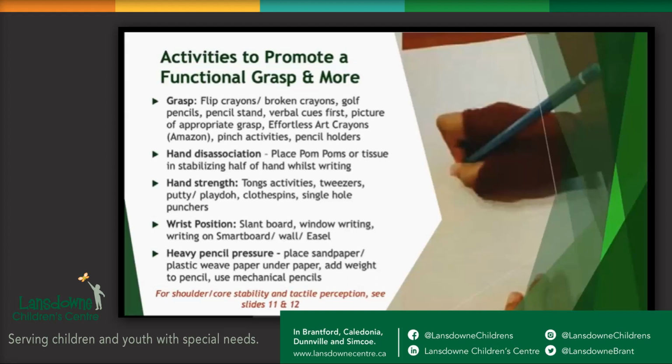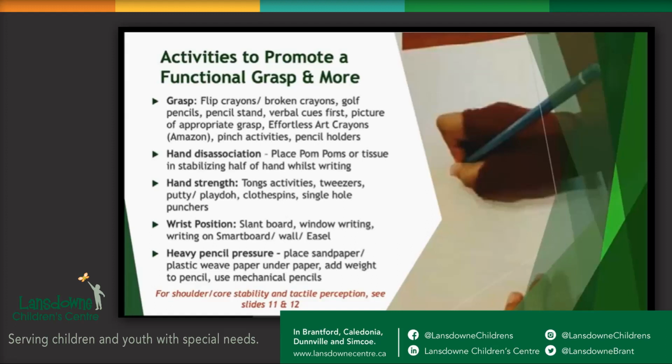So we can have broken down crayons, golf pencils, little broken down chalks, flip crayons, or the Handwriting Without Tears two-sided crayons, so that when they switch crayons each time, they're not having to re-grasp. They can just flip it in their appropriate grasp. There's something called Effortless Art crayons. You can find those on Amazon. They're nice little triangular shaped crayons that have a little bit of a blocker on them, and they force the fingers into a better grasp.